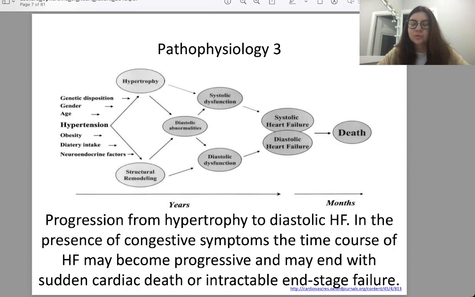Progression from hypertrophy to diastolic heart failure. Here on this scheme you see that it is a gradual process that goes on during years. In the presence of congestive symptoms, the time course of heart failure may become progressive and may end with sudden cardiac death or intractable end-stage failure. At the moment when it becomes clinical, in a much shorter period, it leads to severe heart failure and death.